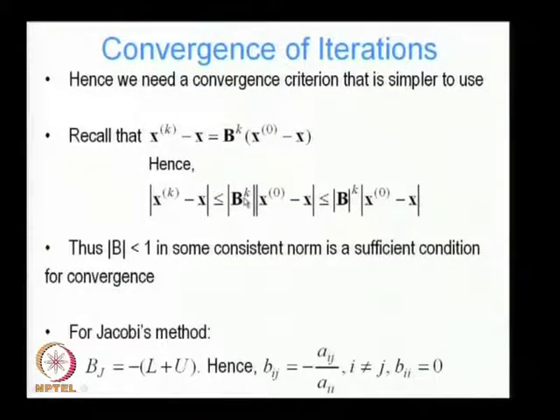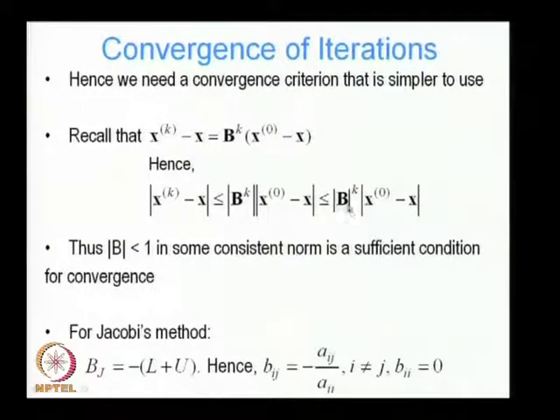Why? Because I can write bk as b times bk minus 1. So, mod of b times bk minus 1 is lesser than or equal to mod of b times mod of bk minus 1. Similarly, mod of bk minus 1 I can split like that, and so this thing is going to be less than that. Thus, if mod of b in some norm is less than 1, then what do we see? We see that mod of xk minus x is lesser than or equal to mod of bk times mod of x0 minus x.